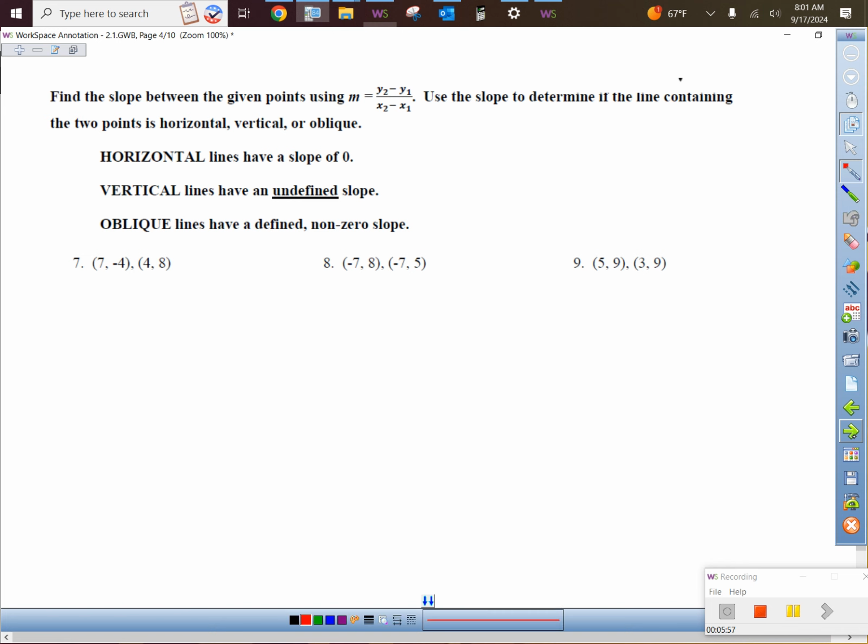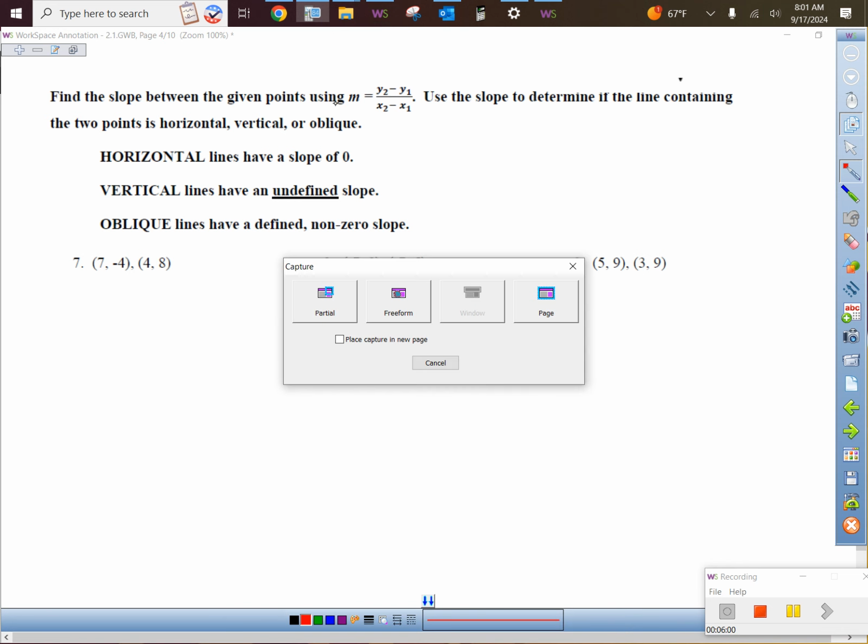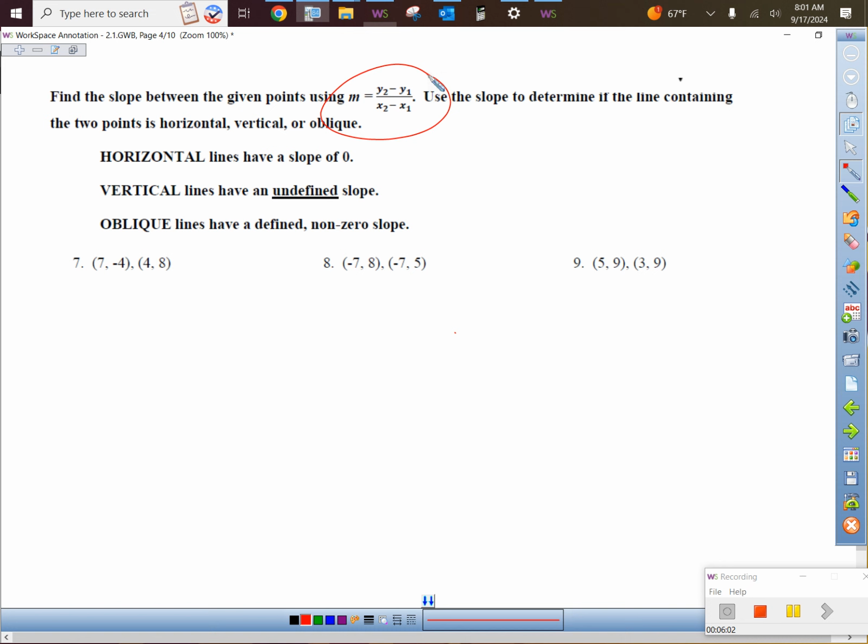Now, let's use the slope formula, which you have to memorize. In this class, sometimes we'll use formula sheets, but very rarely. We have to know this little formula. Notice that it starts with M. What does M stand for? Slope. And then here's a little clue about horizontal lines, vertical lines, and oblique lines. Horizontal lines always have a slope of 0. Vertical lines always have an undefined slope. And oblique lines have some sort of number. It's a defined non-zero slope.